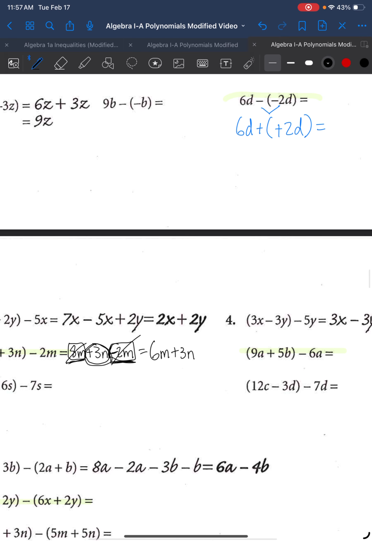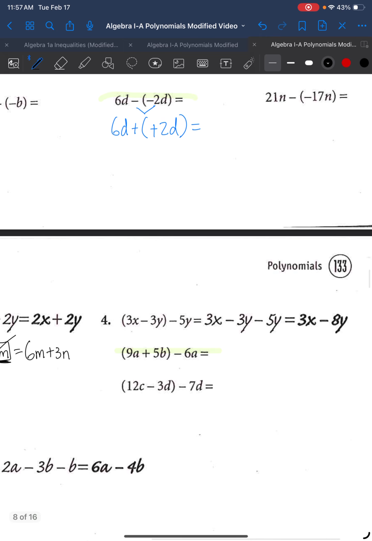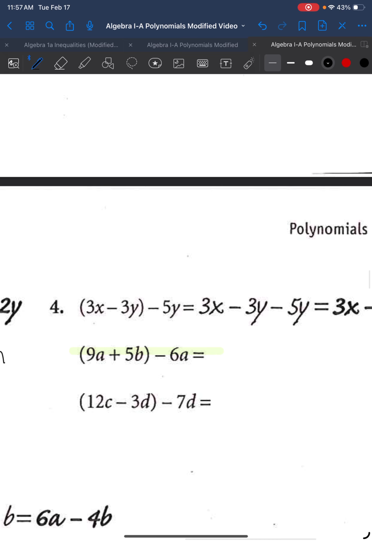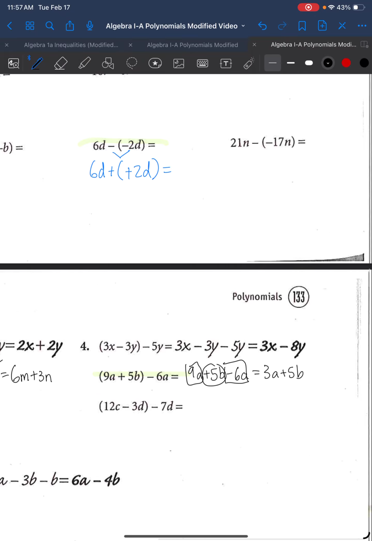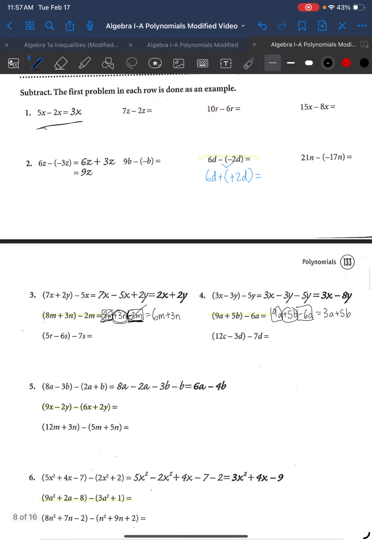All right, for this one, very similar. We don't really need the parentheses. So 9a plus 5b minus 6a. I am looking for like terms. 9a minus 6a. That is going to equal 3a. And I still have this plus 5b. That doesn't change. Okay, so try the other ones in those sections.